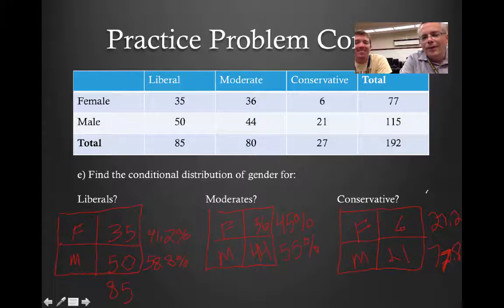Okay, so now just a little preview of what's coming. We would want to know what's the differences in these. Is there a difference in the distribution for liberals, moderates, and conservatives? So that's the main point of the unit, comparing different groups, and we'll talk about that very soon. And that's why we use a graph.